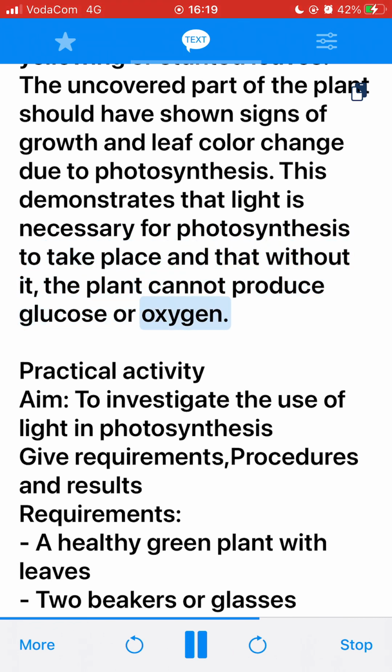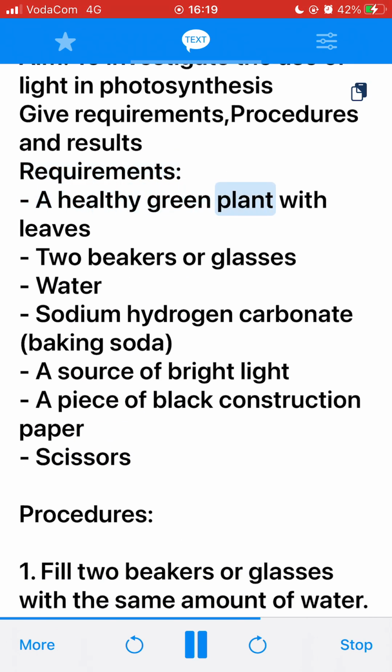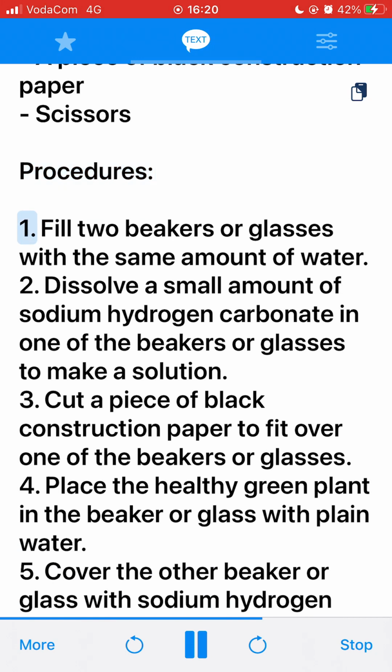Practical activity. Aim: to investigate the use of light in photosynthesis. Give requirements, procedures and results. Requirements: a healthy green plant with leaves, 2 beakers or glasses, water, sodium hydrogen carbonate (baking soda), a source of bright light, a piece of black construction paper, scissors.